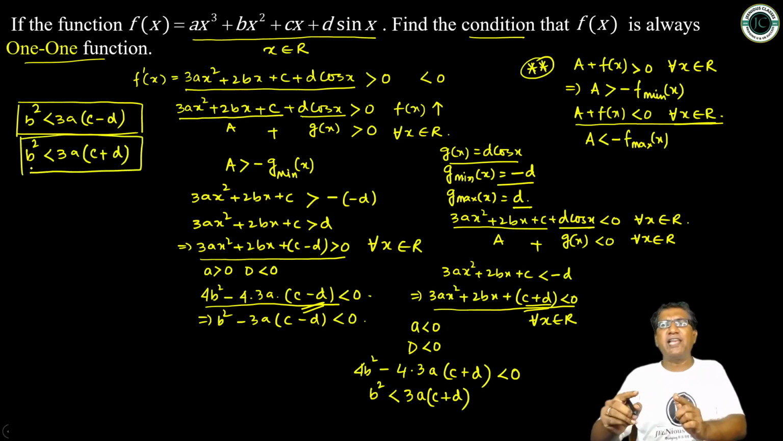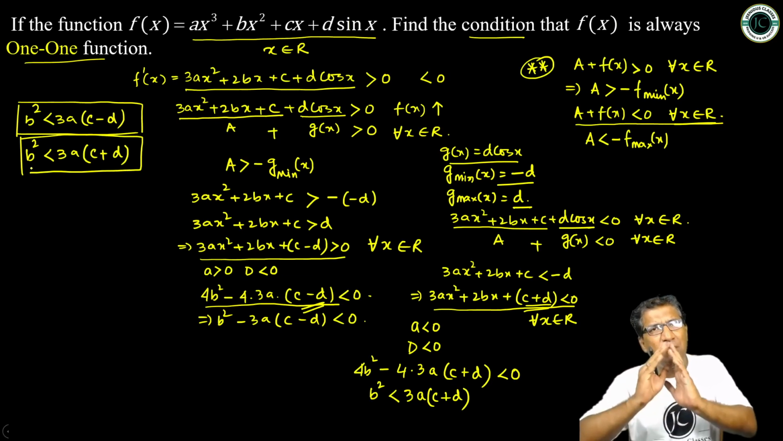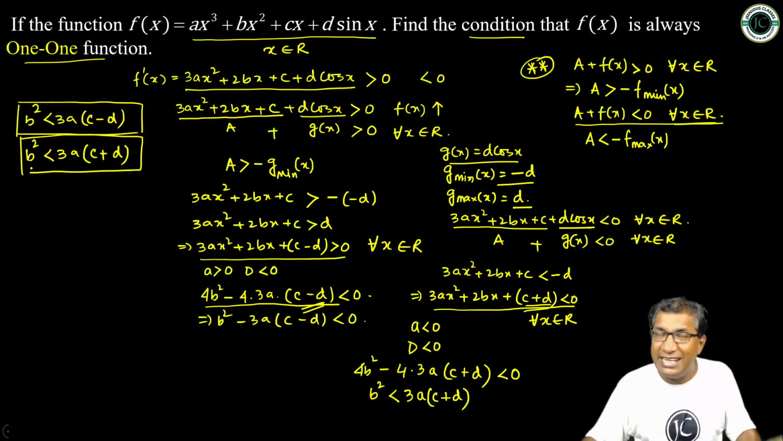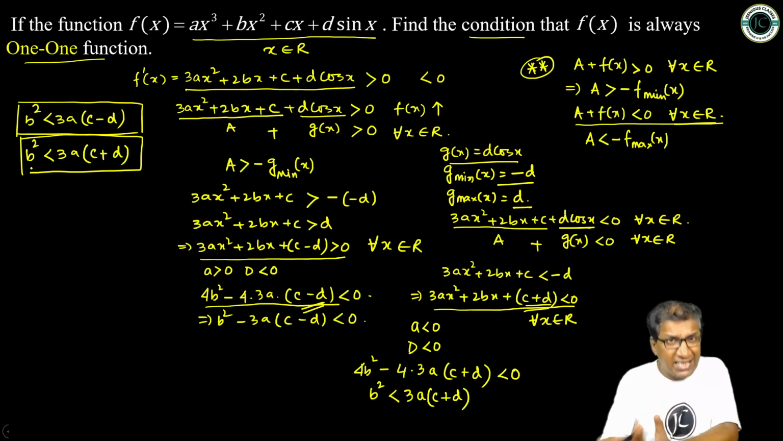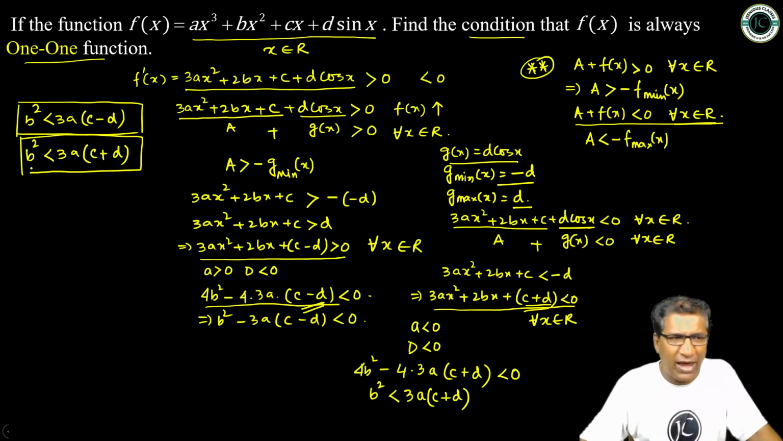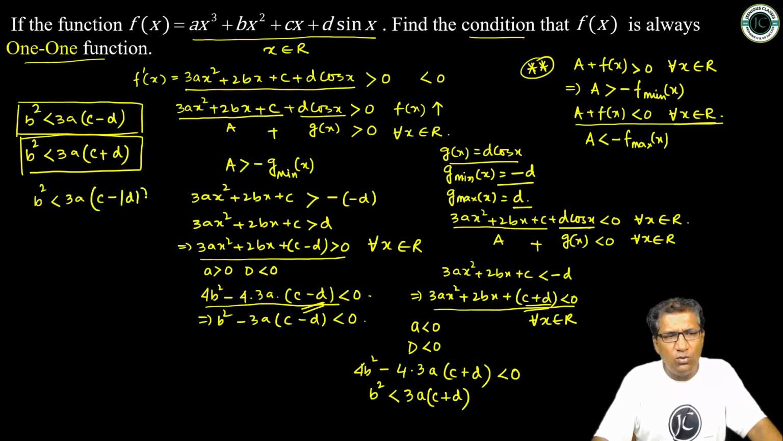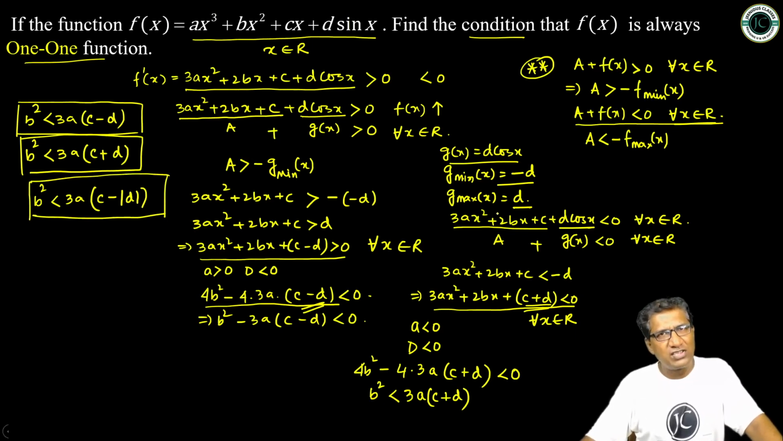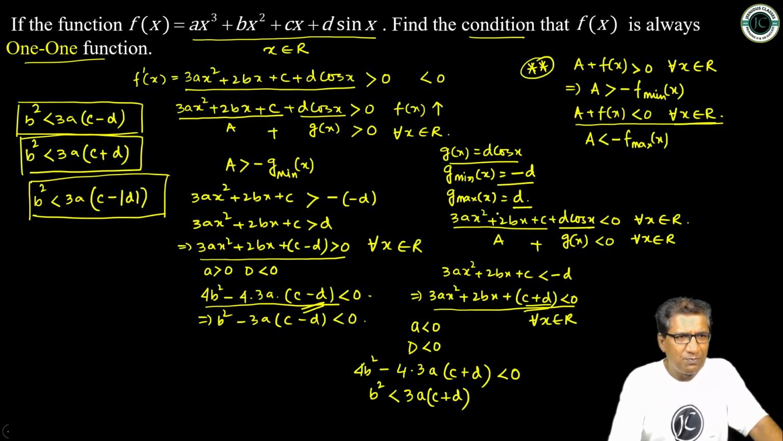In both these cases, the given function will be always a 1-1 function in the given domain, which is, in this case, any real value. Okay? So, combinedly, we can write this thing as b square is less than 3a c minus modulus of d. So that is the condition for which the function is a 1-1 function. Is it clear to all of you? Absolutely. Okay, let us move for the next problem.